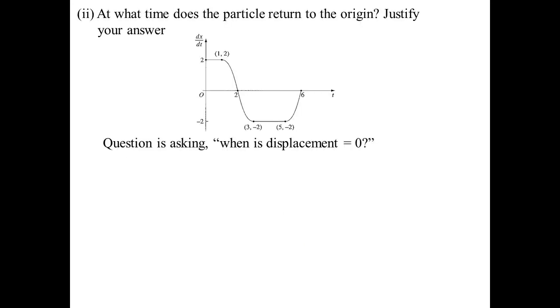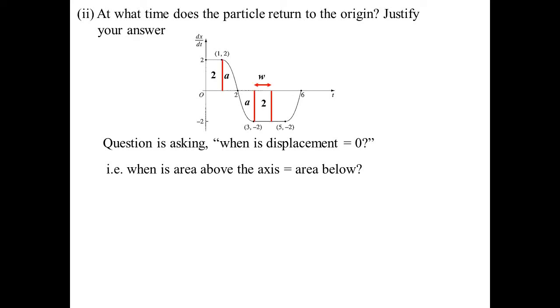At what times does it return to the origin? So when is displacement equal to 0? When is the area above the axis equal to the area below the axis? Okay, let's have a look at our graph. Well, from 0 to 1, we've got a rectangle, and I know the area of that rectangle is 2. Now, I don't know the area between 1 and 2. Let's just call it A for area. But by symmetry, it looks like from 1 to 3 would be the same. So we know they'll cancel.